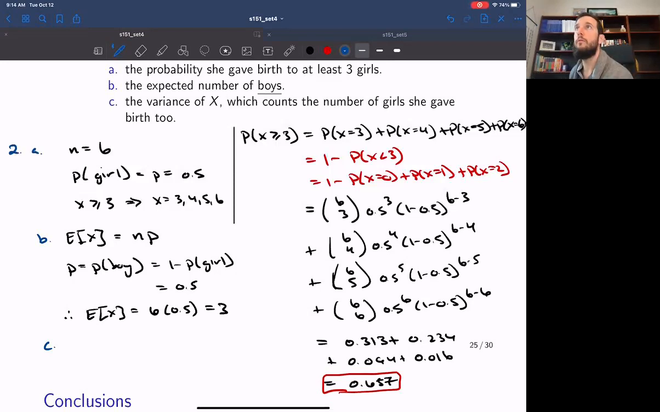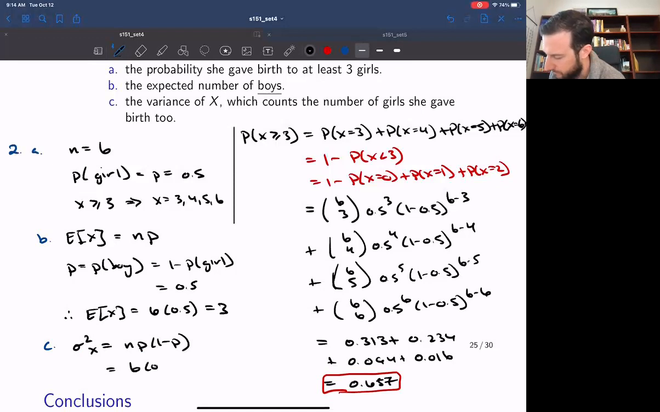Okay, last problem. I'm kind of running out of gas. So the variance of X, which counts the number of girls she had. So we have sigma squared X is equal to n times p times 1 minus p. This is going to be 6 times 0.5 times 1 minus 0.5, which is 1.5.